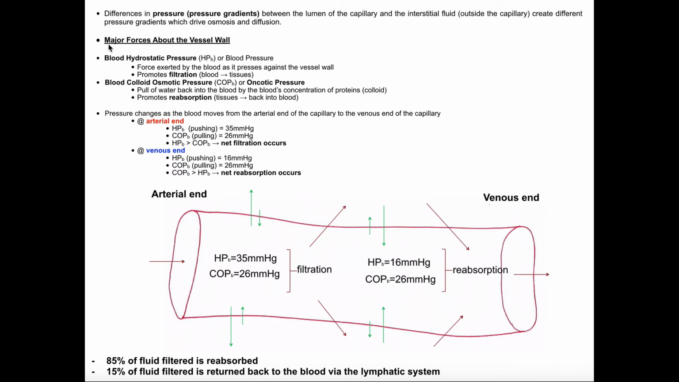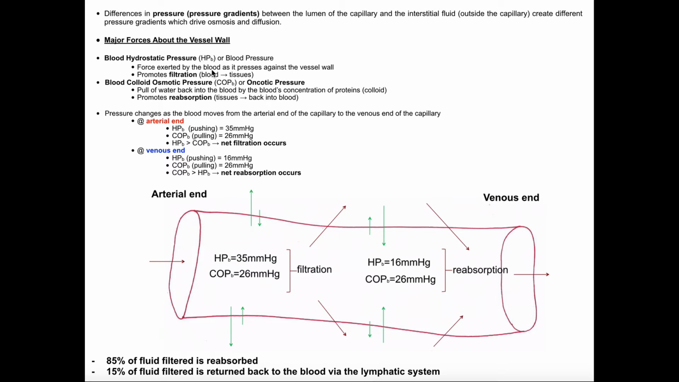So let's talk about the major forces or pressures that are going to be acting on the vessel wall. And we're talking about pressures that are inside the capillary. The first one is just called the blood hydrostatic pressure. We're going to call this HP with a subscript B to denote it's the hydrostatic pressure due to the blood. And this is typically what we just call blood pressure. So when you measure somebody's blood pressure, you're actually measuring a blood hydrostatic pressure.